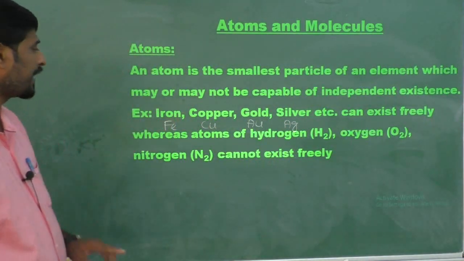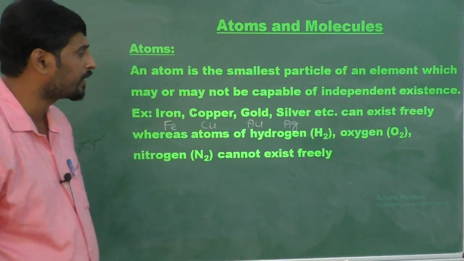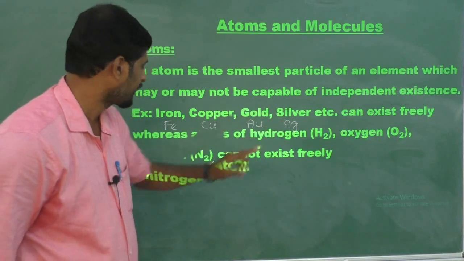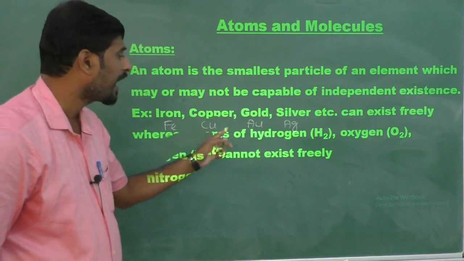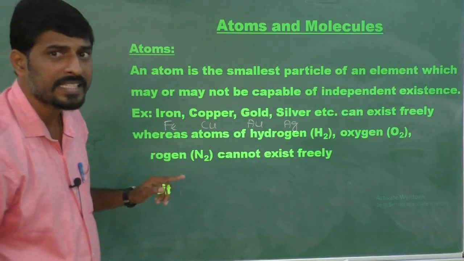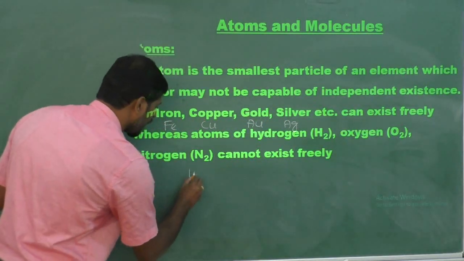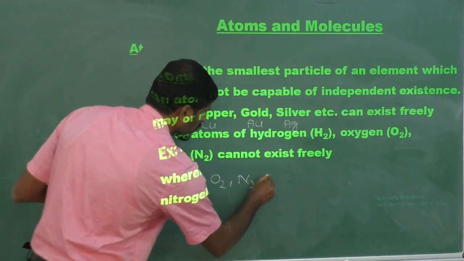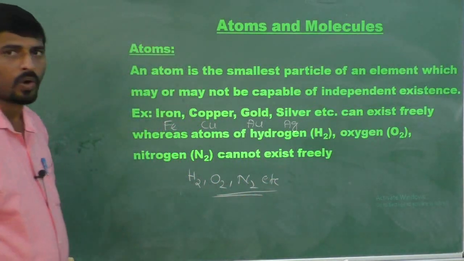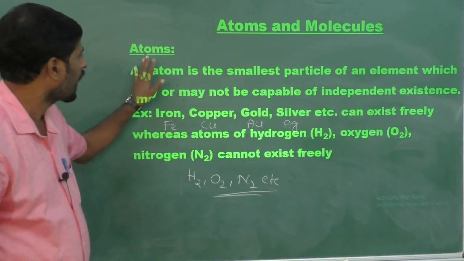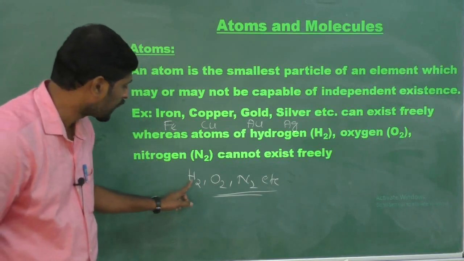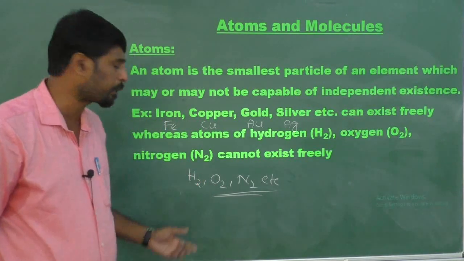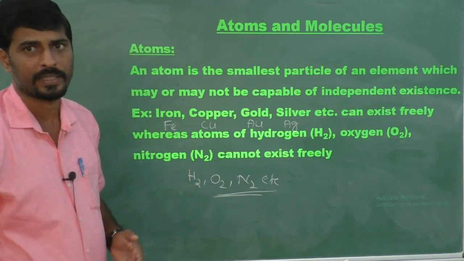These can exist freely, whereas atoms of hydrogen, oxygen and nitrogen cannot exist freely, and exist as H2, O2, N2, etc. So these do not exist freely, and are in combined form. That means two atoms combine with one another.